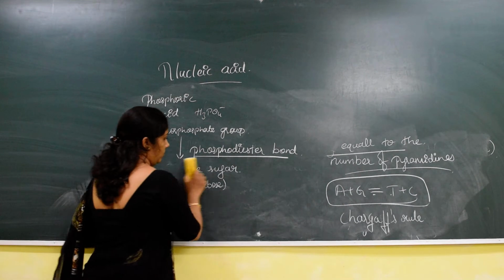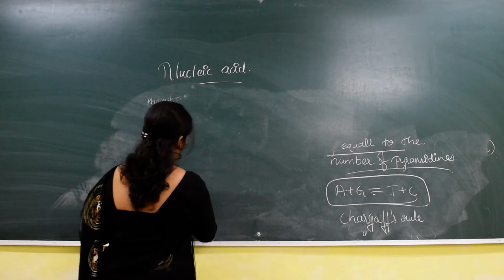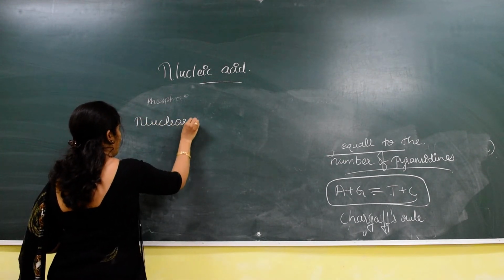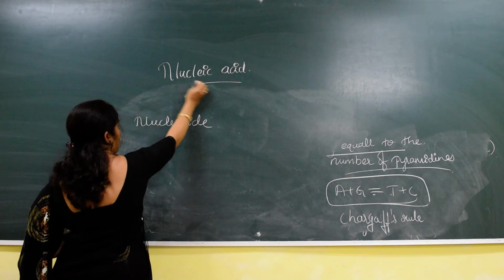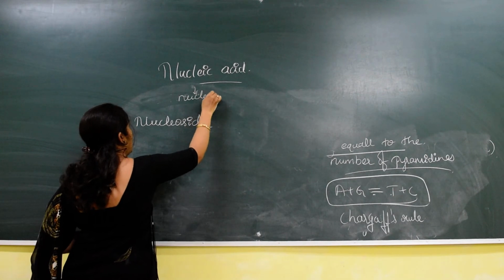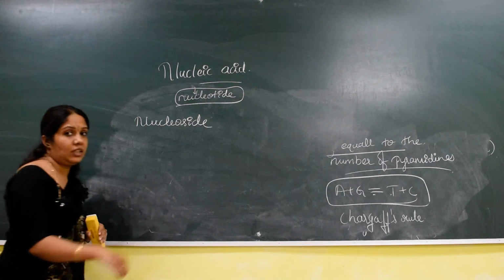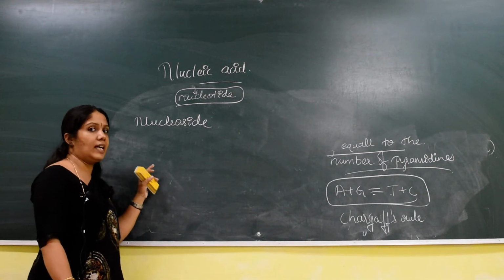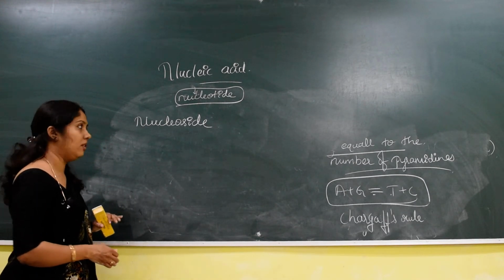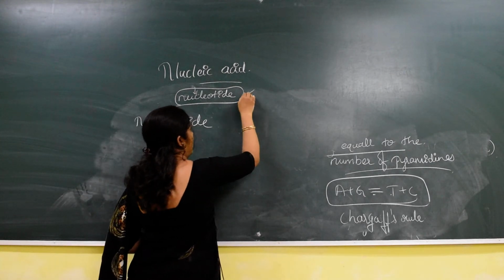Now, there is another word called nucleoside. Earlier I said that the structural and functional unit of nucleic acid is called nucleotide. Now, similarly, there is another similar word, which we call nucleoside. Then what is the difference between nucleoside and nucleotide? The nucleoside is made up of units.